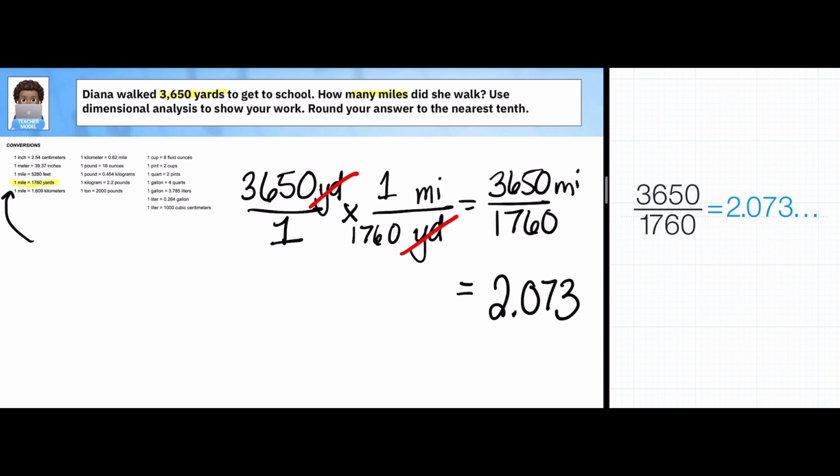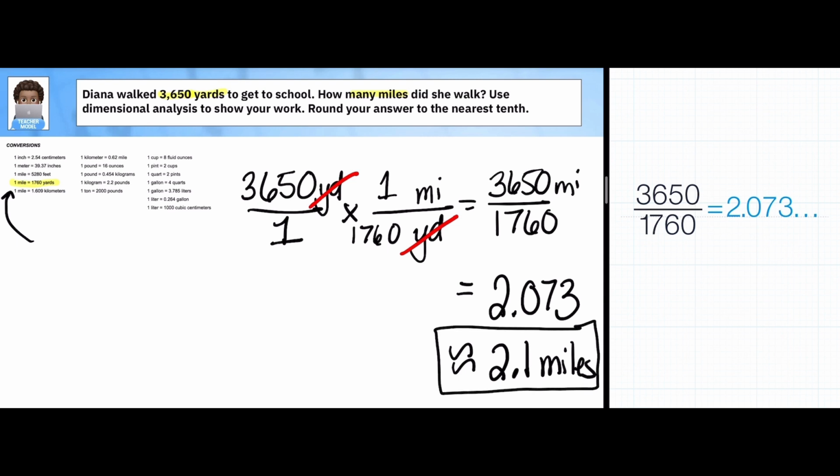2.073. Now remember, they did want us to round to the nearest tenth, so I'm going to round this off to, actually I'm going to use my little symbol, 2.1 miles. So here we go. I'm just going to cross out. Here's our final answer. All right, so there you go.